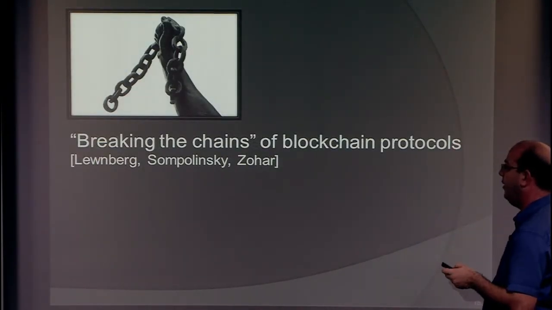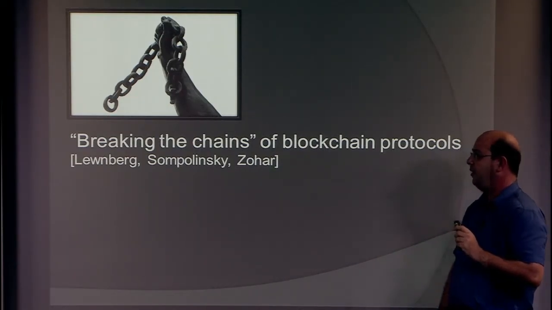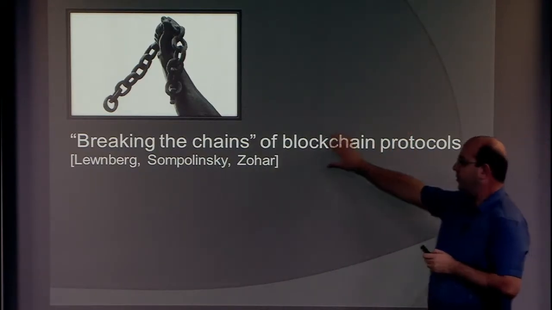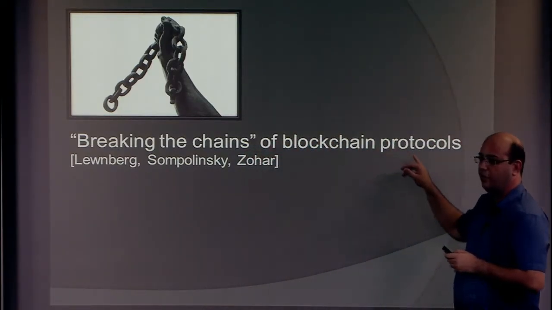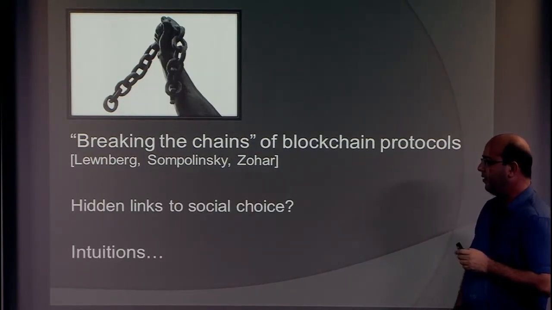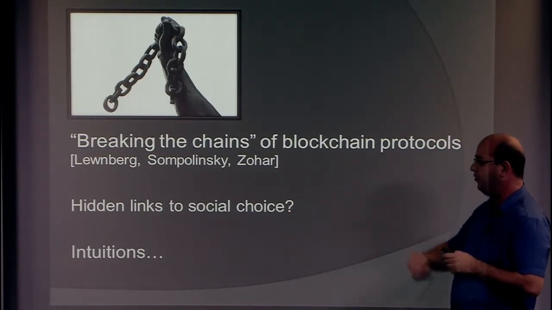And this is a recent work that we're going to upload to arXiv again in maybe a week or two. And it's talking about basically changing the core of the Bitcoin protocol. And the reason that I want to show you this is because I think there are hidden links here to computational social choice or to social choice in general.